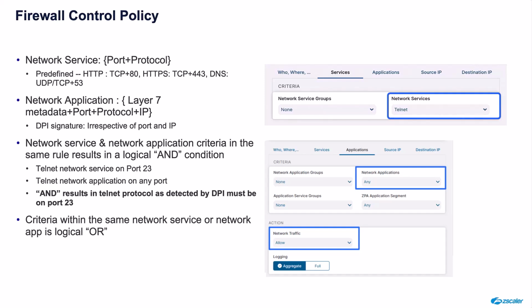We use the deep packet inspection, irrespective of what port protocol. We use the first packet or first few packets to identify the application and provide access controls.